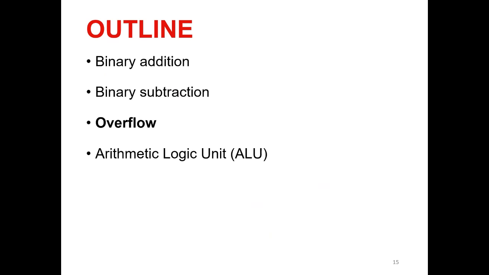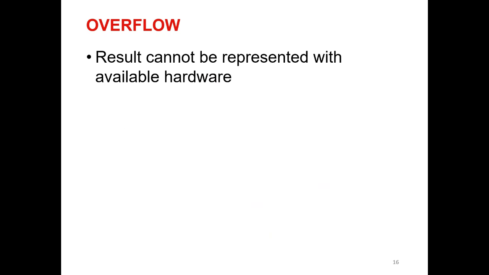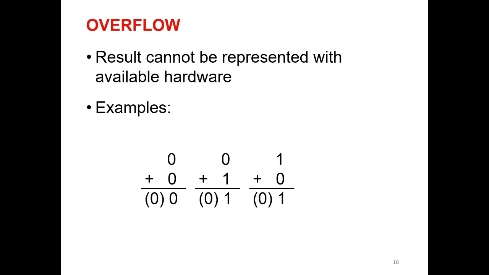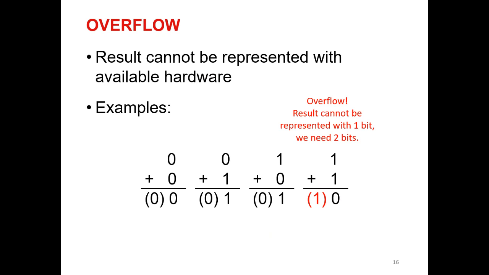Okay, so let's continue then with the overflow. As I have mentioned, overflow is when a result cannot be represented with the available hardware. In this case, we have seen that in the previous example, we needed 9 bits, but we only have 8 bits. Okay, so if we do all the operations we have seen, the only problem is when I add 1 plus 1. It's only there where I need 2 bits to represent this result.